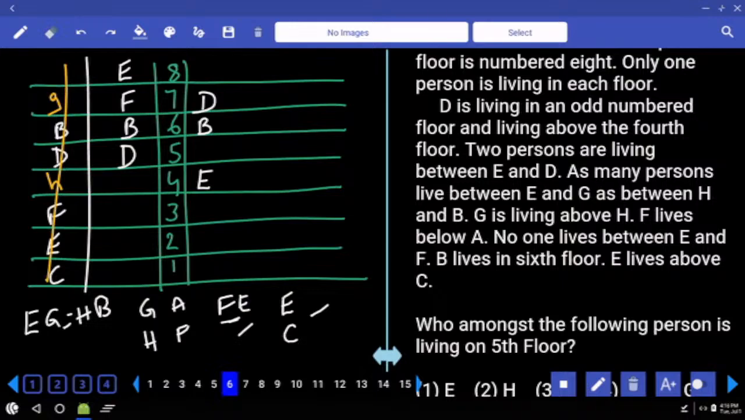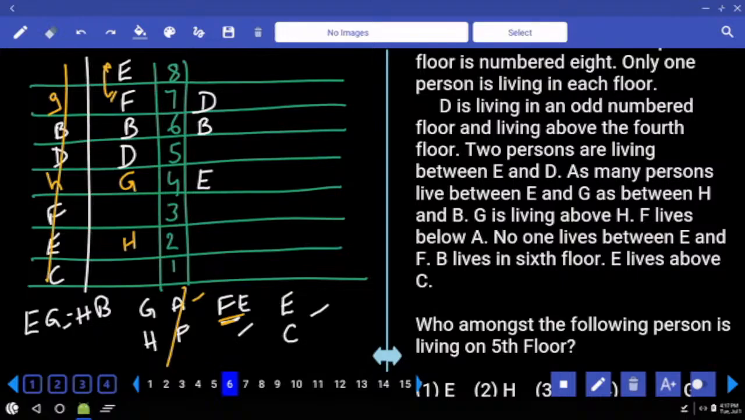Then next one, E and G and H and B. Now here E and G, how many people are there? There are 3 people. And H and B, we can have 3 people. Yes, it is possible. Now in this case, A is above this C and E is above this C. C will be here and E and F are adjacent to each other. And A is above this F. Not possible at all. This case is ruled out.